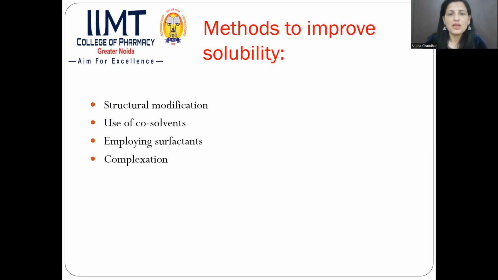Structural modification, by making some alteration of the structure, we can increase the solubility of the substance. Then use of co-solvents, and employing surfactants, which decrease the surface tension between the molecules and thereafter increase the solubility. And next is complexation. By formation of a complex, it also increases the solubility.